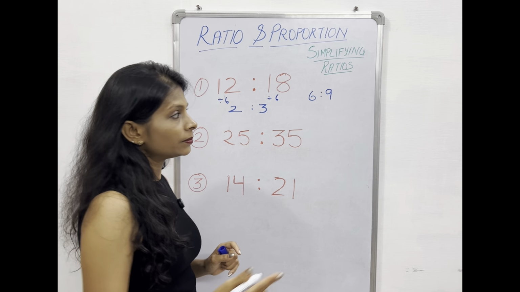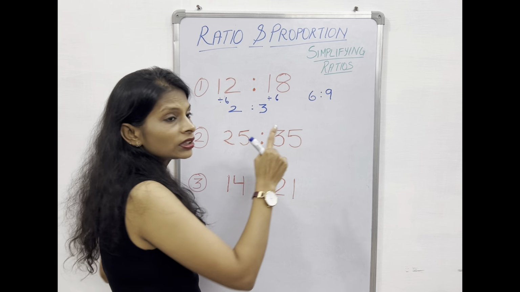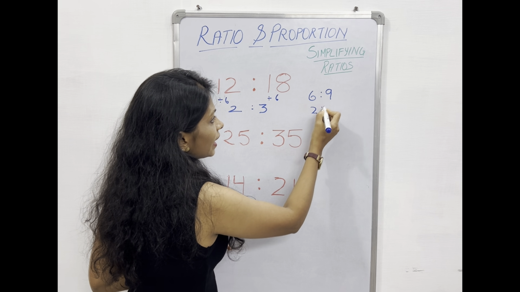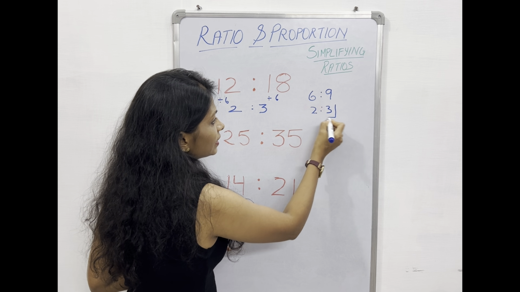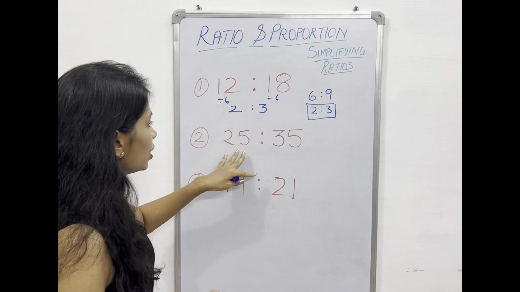Now if you know the divisibility rules, or if you know the table of 3, 6 and 9 both are multiples of 3. So 6 divided by 3 is 2 and 9 divided by 3 is 3. Hence the simplified answer or simplified ratio is 2 to 3.